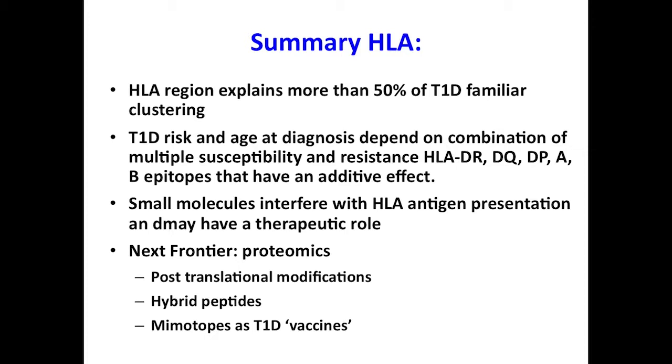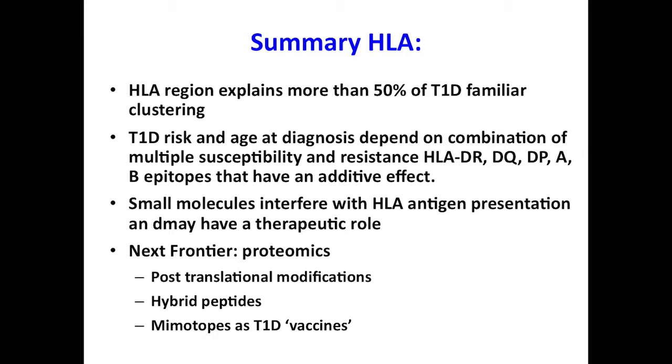The risk of type 1 and the age of diagnosis depends on a combination of a number of HLA epitopes. Small molecules can be explored in terms of blocking the action of, or potentially enhancing the action of HLA. And the next frontier here is hybrid peptides and mimotopes, modified peptides that can have therapeutic or preventive properties.